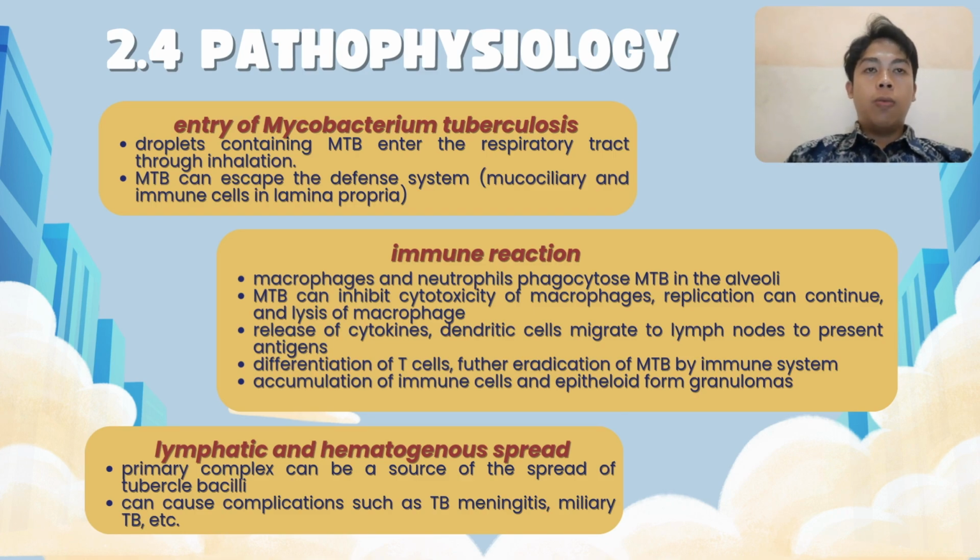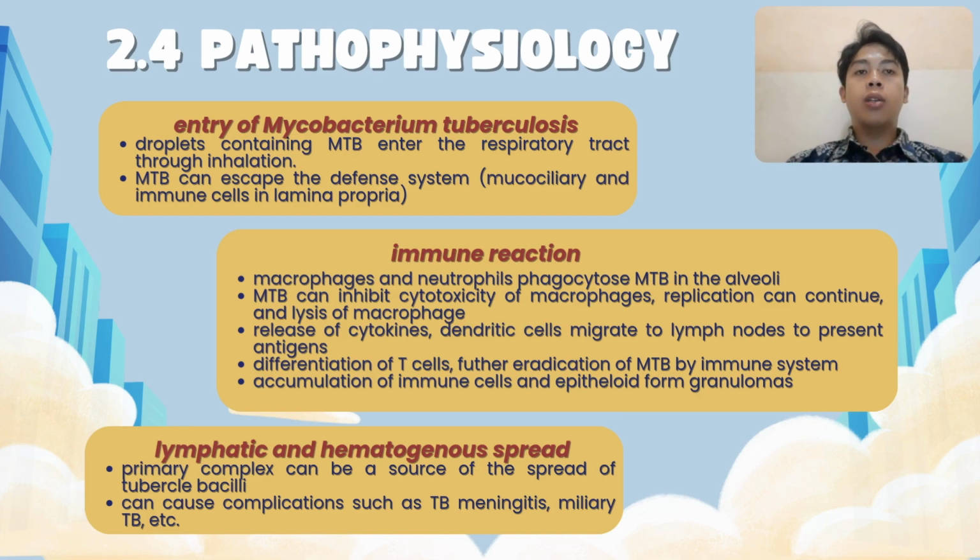The macrophages and neutrophils phagocytose MTP in alveoli. But MTP can inhibit cytotoxicity of macrophages, so the replication of the bacteria can continue and even lead to the lysis of macrophages. And then the release of cytokines, and dendritic cells will migrate to the lymph nodes to present the antigens. And then the adaptive immunity occurs by the differentiation of T cells, in aim of further eradication of MTP. And then the accumulation of immune cells and epithelioid form granulomas. Then the lymphatic and hematogenous spread.